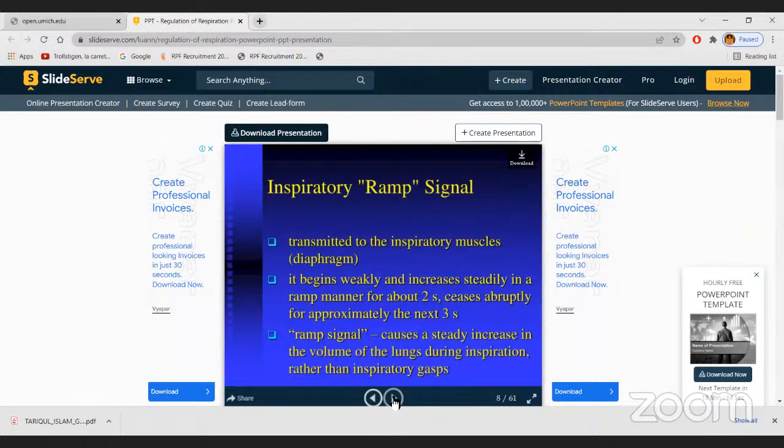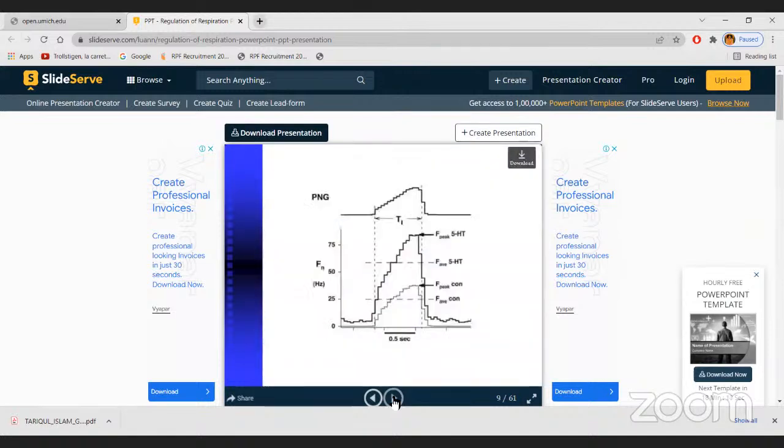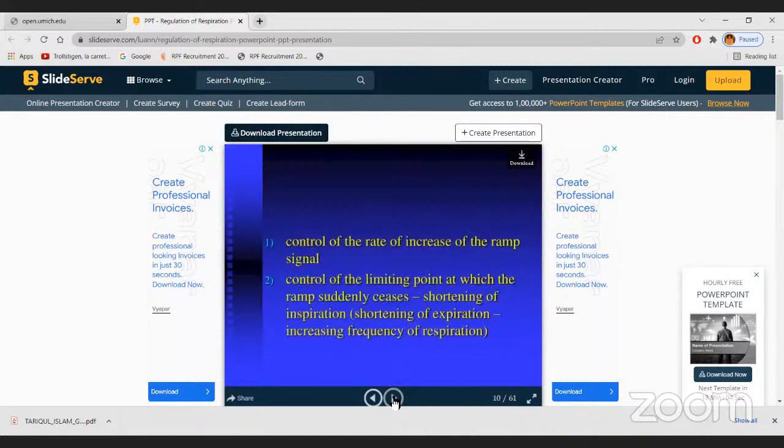This is rather than inspiratory gasps. The control of the rate of increase of the ramp signal and the control of the limiting point of the ramp determine the respiratory depth. When the ramp suddenly stops, it causes shortening of inspiration and shortening of expiration, increasing the frequency of respiration.